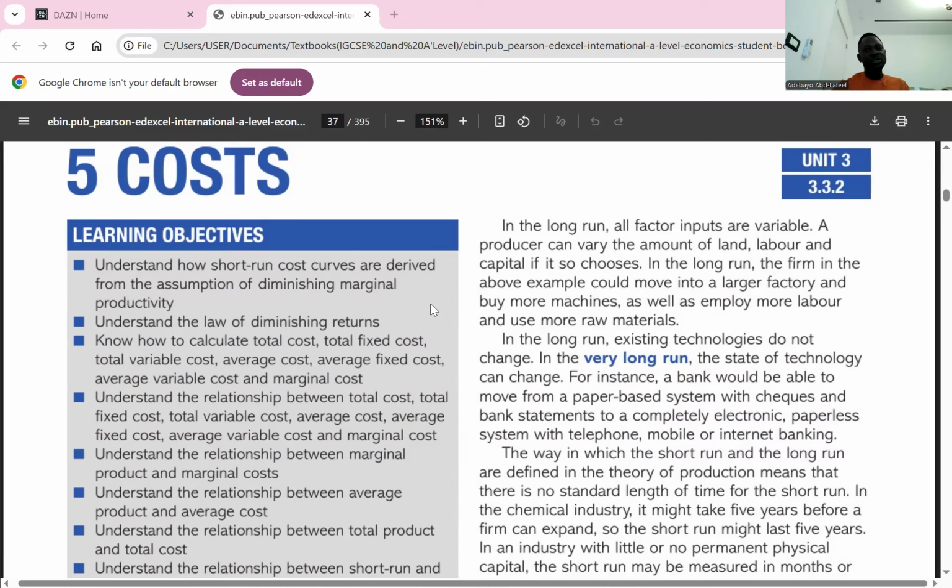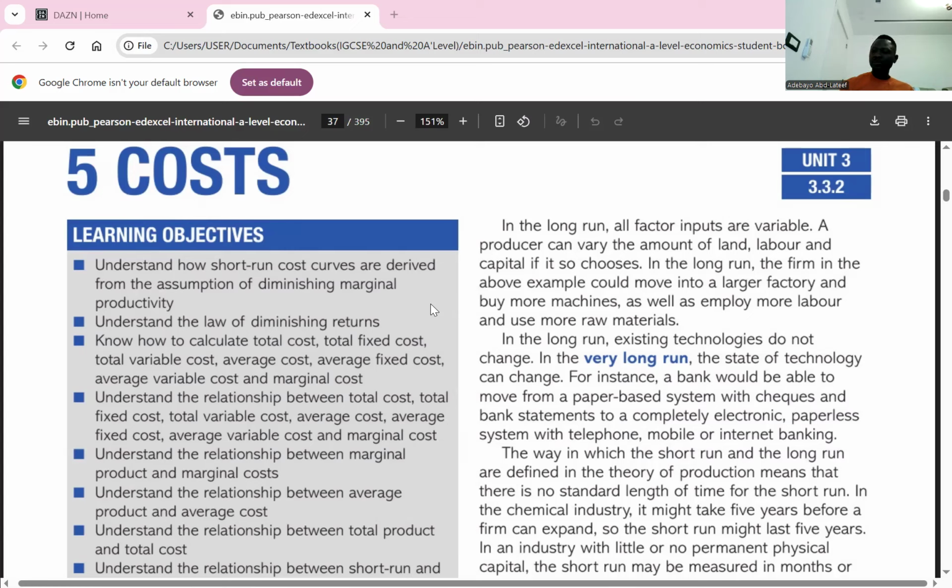We call it the short run because there's always going to be one factor input that is fixed in the short run. And with the long run, all factor inputs are variable. That means you can use them for whatever you want to use them for. So that's the difference between a short run and a long run. In the short run, a factor will be fixed. But in the long run, all factors become variable.